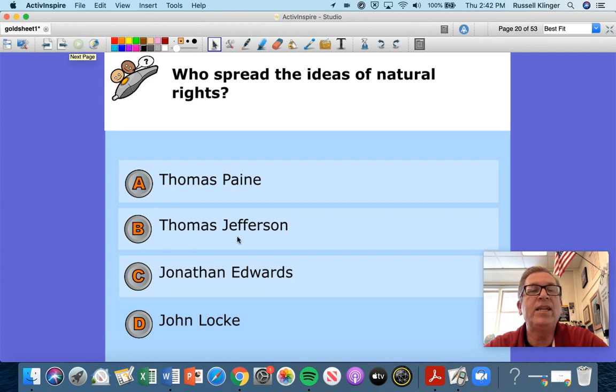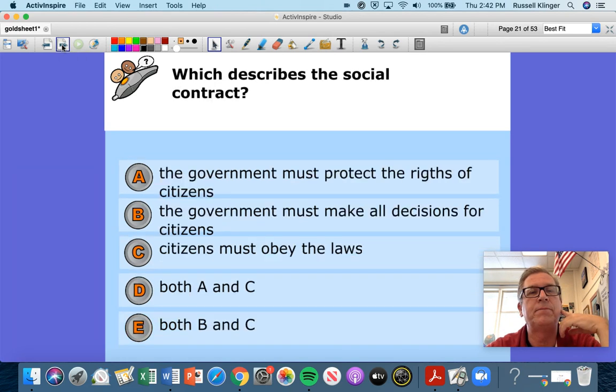Who spread the ideas of natural rights? Please tell me that you're thinking D. Yes, John Locke is the correct answer for that. John Locke is the one who spreads the idea of natural rights.